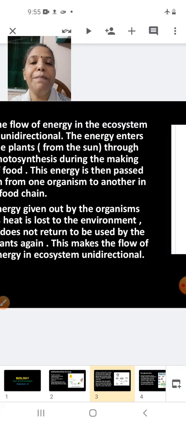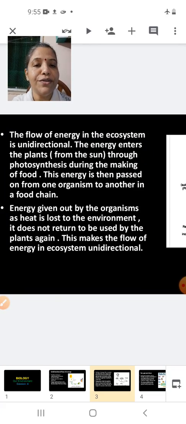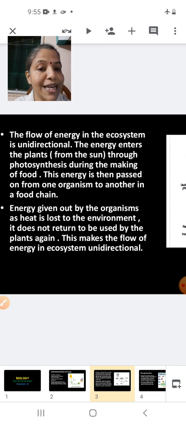Let's read that reading part. The flow of energy in the ecosystem is unidirectional. The energy enters the plants from the sun through photosynthesis during the making of food. This energy is then passed from one organism to another in the food chain. Energy given out by the organism as heat is lost to the environment. It does not return to be used by the plants again. And this makes the flow of energy in the ecosystem unidirectional.